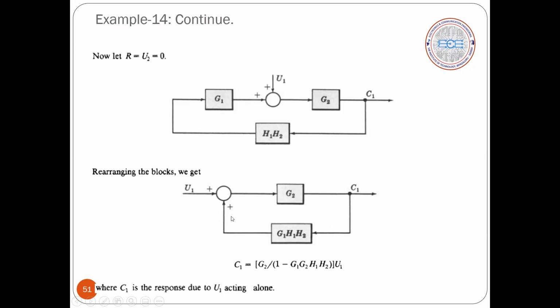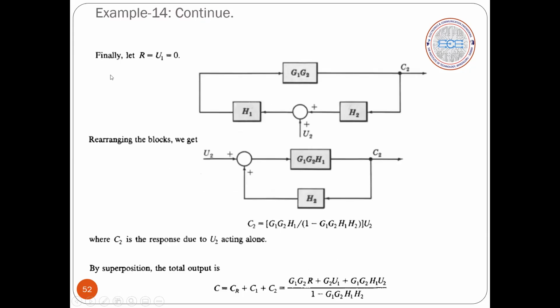You have to group them, so you will get this as a feedback path. Now you can simplify this. So this is a standard canonical form of a positive feedback control system. And how to simplify? Forward block gain divided by 1 minus, since I have plus here, I have to take minus here, minus forward block gain into the feedback block gain, into the input. Input is U1, I have to take it. So this is what the C1 we have, C1 due to input U1 only.